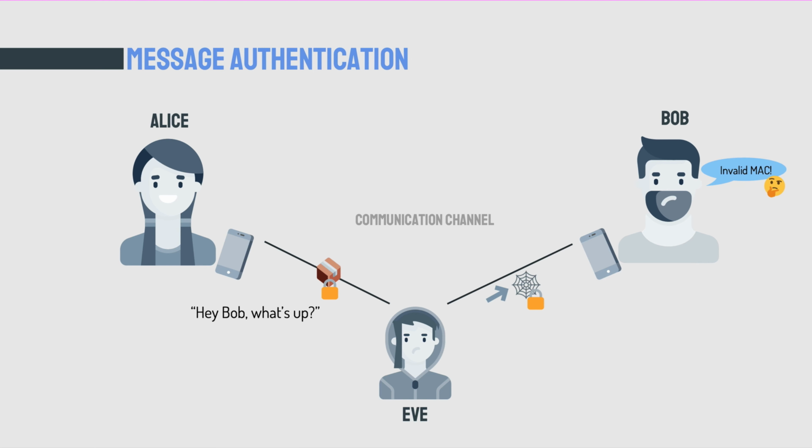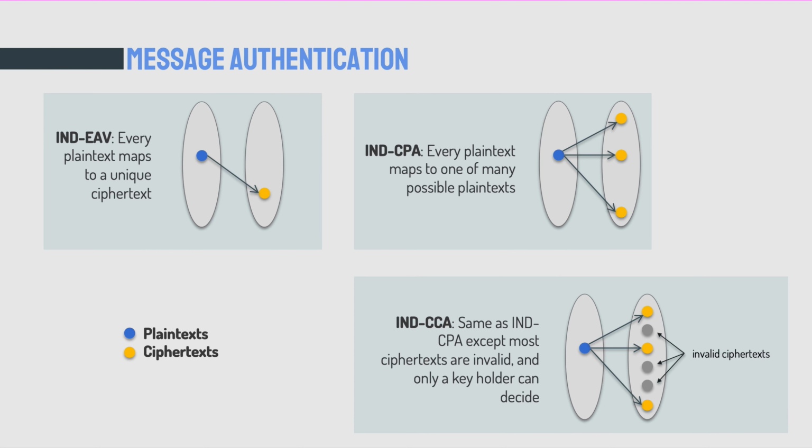Then, if Eve tries to swap out a valid ciphertext for one that she injects herself, it will be missing this stamp or seal of approval, and Bob will be able to detect it and just ignore the plaintext. So if we return to our eavesdropping game, the idea is we were just trying to make it hard to recover a plaintext given a ciphertext.